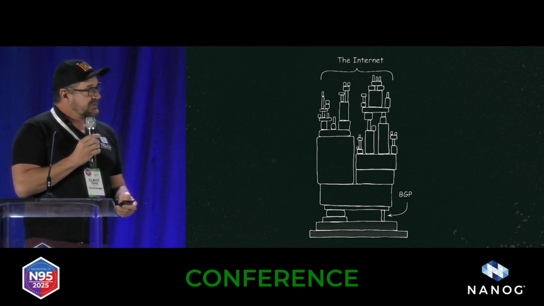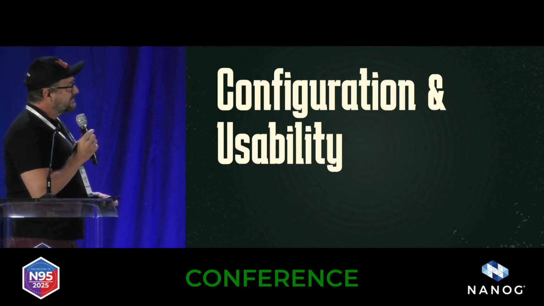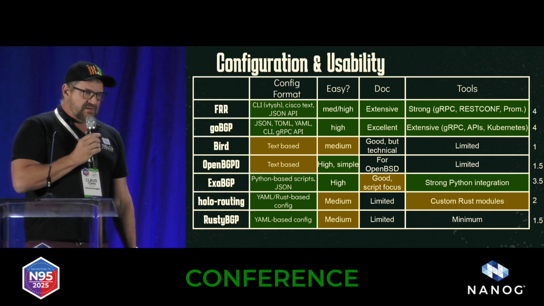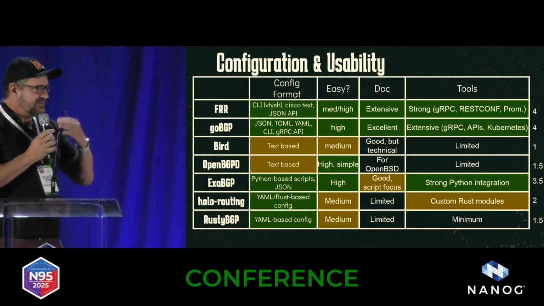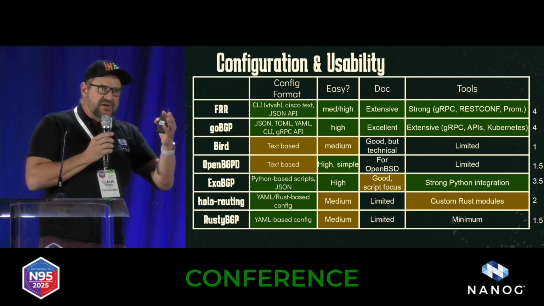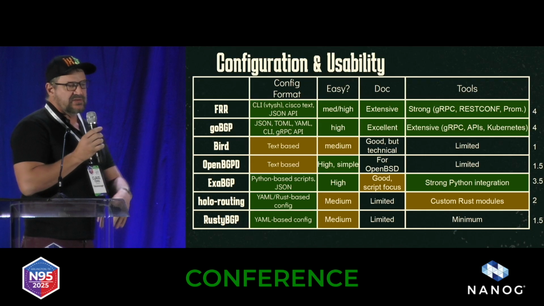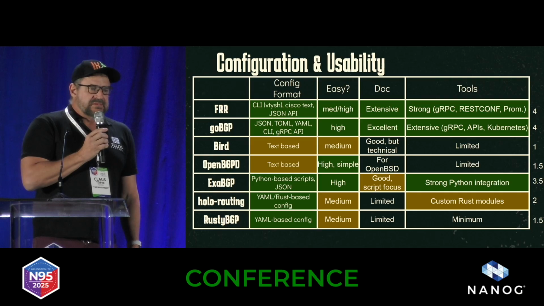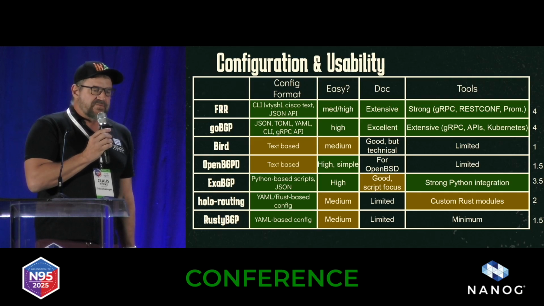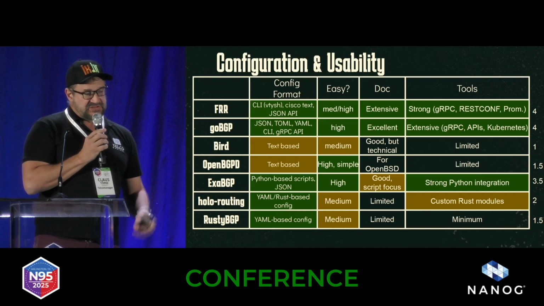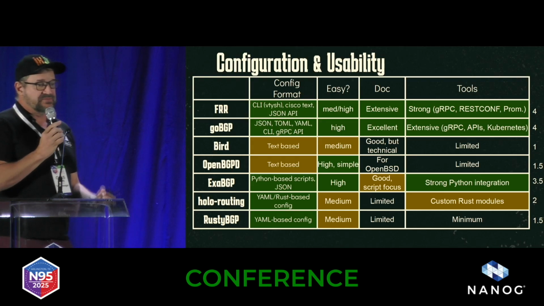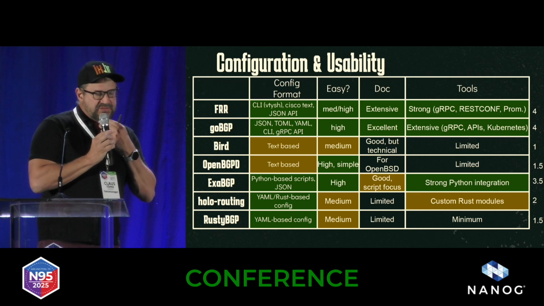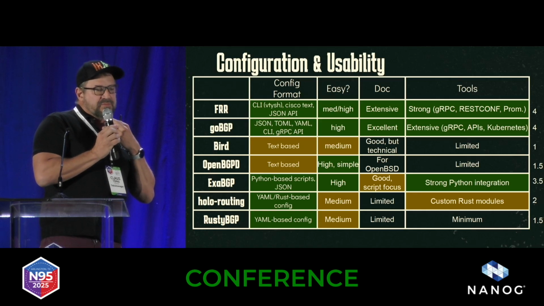The next one is going to be about configuration usability. This is also personal, right? If you like Cisco syntax, you're going to like FRR. If you like Juniper syntax, you're going to like maybe other tools like GoBGP. So it's not very factual, it's more subjective. But in my case here, the format matters if it's maybe something complicated like HTML or XML, but most of them have some sort of format.